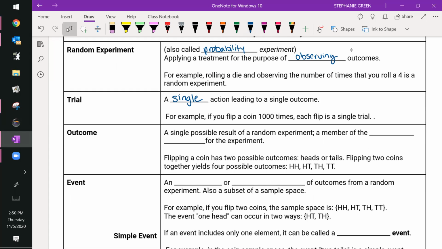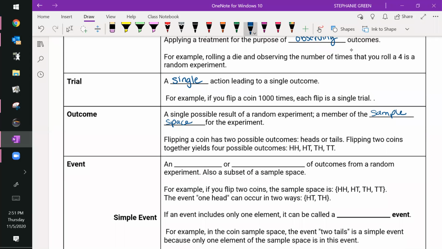An outcome is a single possible result of a random experiment, a member of the sample space. The sample space is all the possible outcomes that we can get. So within all the possible outcomes that we can get, each single outcome is a single possible result from our random experiment. So again, if we're rolling a die 10 times, we have 10 trials with 6 possible outcomes because there's only 6 sides to the die.